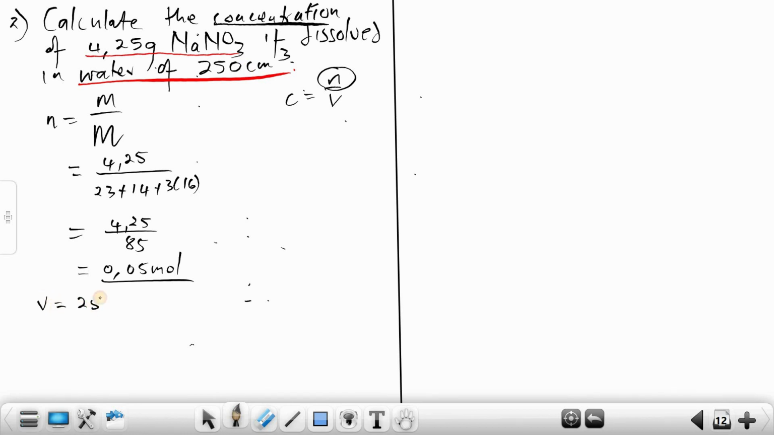So when I am happy with this, I can easily say, but now I have my volume, which is equals to 250 centimeter cubed. Now I must convert it to dm cubed. This is just 250 divided by 1000, and then it gives me 0.25, and that will be now my volume in decimeter cubed. Okay, let me clean it up.